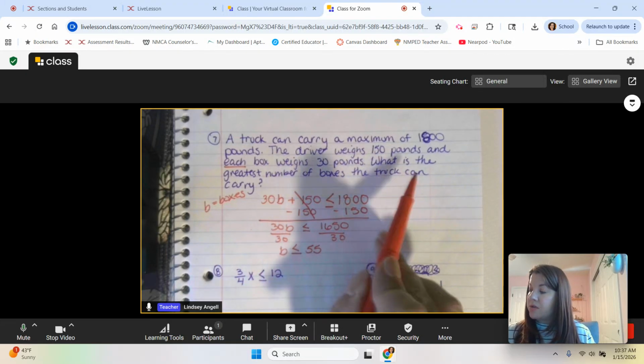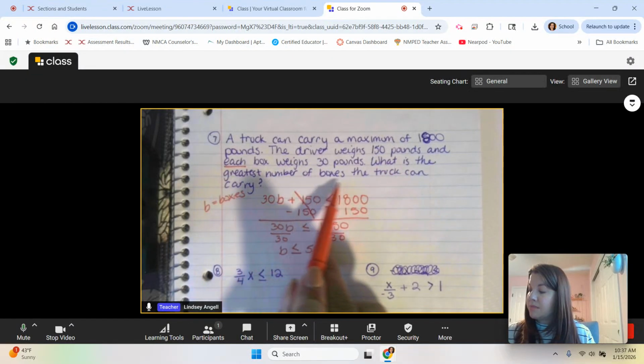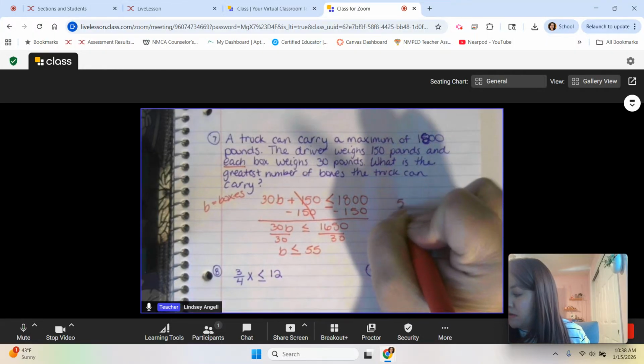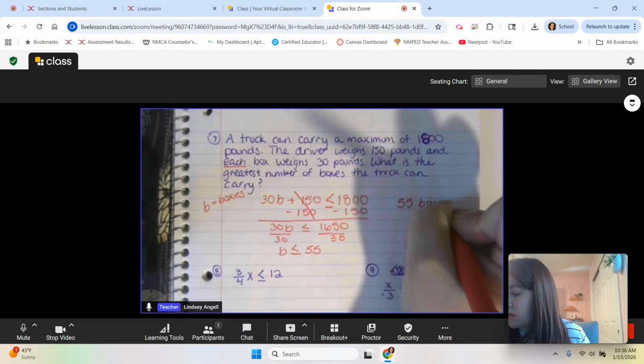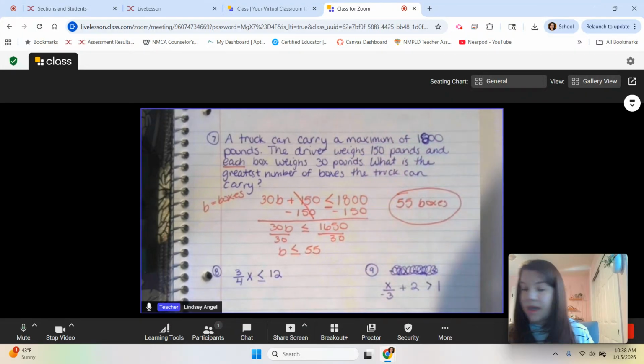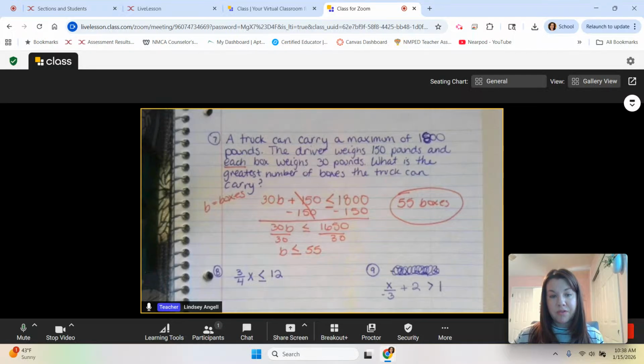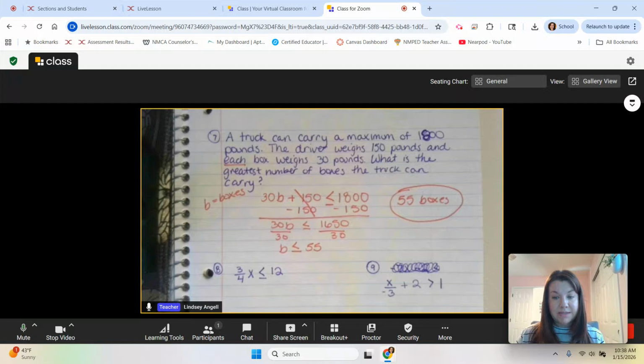So the final question is, what is the greatest number of boxes the truck can carry? 55. That would be your final answer. Okay? Right? It can't go over that. If it goes over that, then the truck could be damaged or might not even be able to run. Okay, so hopefully that helps. And again, that's modeled off of one of the problems on your test.